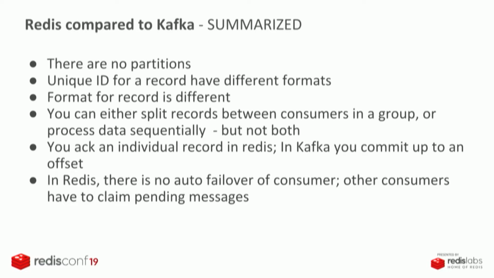In Redis, you can split records between consumers in a group, but then you can't process them in sequential order, right? So if you want sequential processing, then you don't get partitioning. But if you decide to have partitioning, then you don't get the order sequentially. So it's take this or take that, but you can't do both. That's the way it works in Redis. The next is, of course, you have to ack, or acknowledge, individual records in Redis, versus in Kafka, you say, I am done up to this point. So that's another fundamental difference.